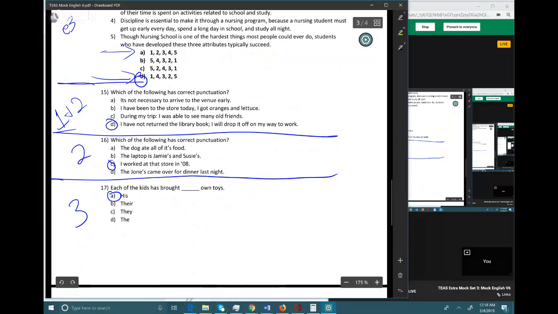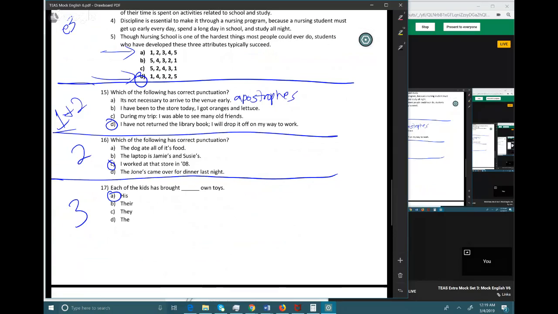15, correct punctuation. This is a mixed punctuation question. That's why I have it labeled as English 1 and 2. They can say which is correct and then all 4 answers are along the same lines. Or they can say which is correct and each answer is on a totally different wavelength than the others. So A is apostrophes. And it says it's not necessary, which should be it is not necessary, and we're lacking a necessary apostrophe, so A is out. B is a commas question. The problem with B is when we put a comma in the middle of the sentence, we do that because there's a conjunction.